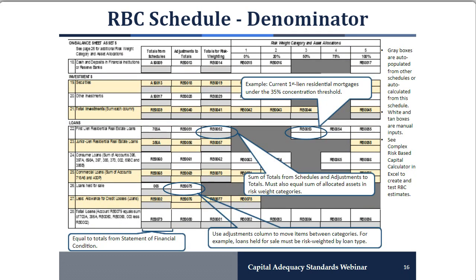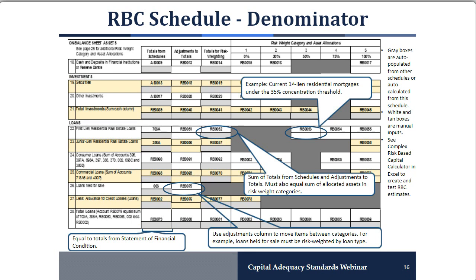Now, let's look at the RBC denominator. Risk-weighted assets, or the RBC ratio denominator, groups on-balance sheet assets by balance sheet category: cash, investments, securities, loans, other assets, as well as off-balance sheet exposures. Assets are slotted into risk weight categories across the columns of the calculation worksheet.